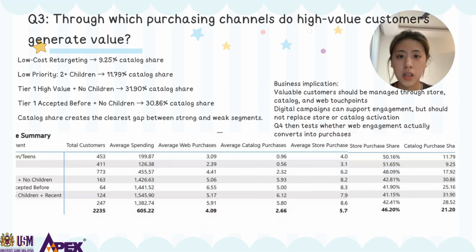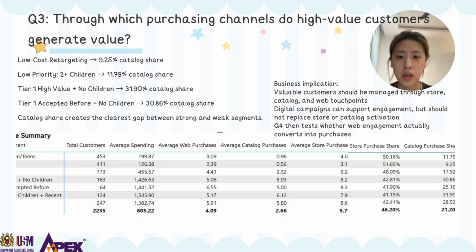The channel share chart gives one more insight. Catalog share creates the clearest gap between strong and weak segments. Low-cost retargeting has only 9.25% catalog share, and low priority, more than 2 years old children has 11.79%, but Tier 1 high value no children reaches 31.9%, and Tier 1 accepted before no children reaches 30.86%. This means catalog is still useful for valuable customers.